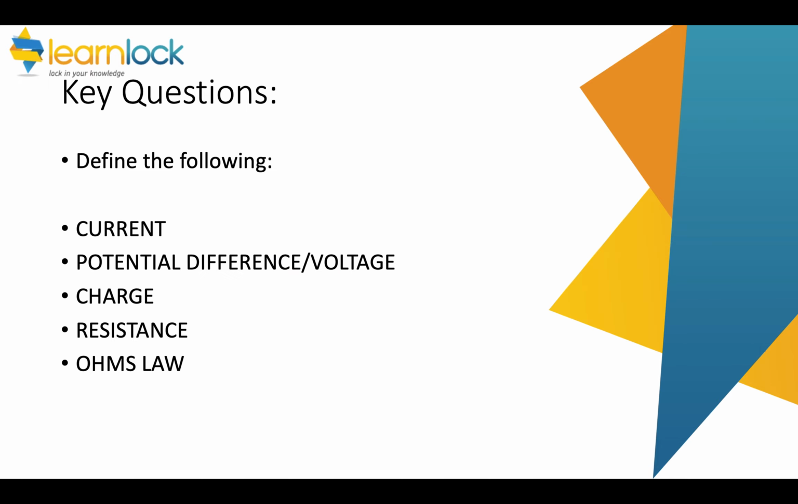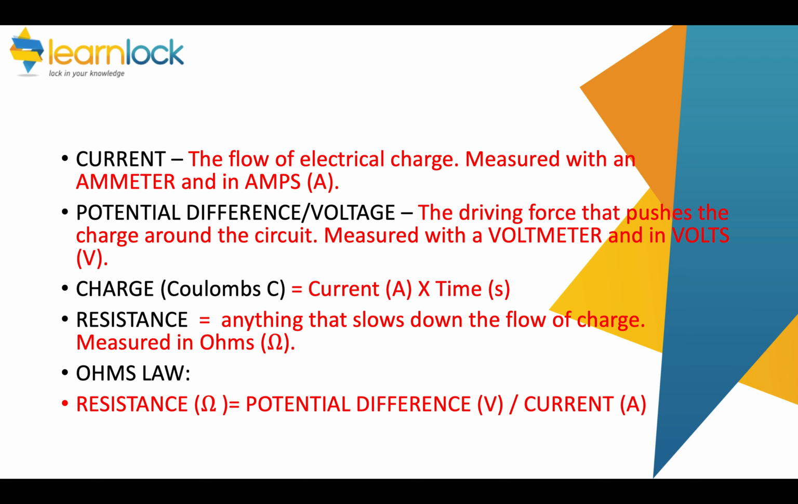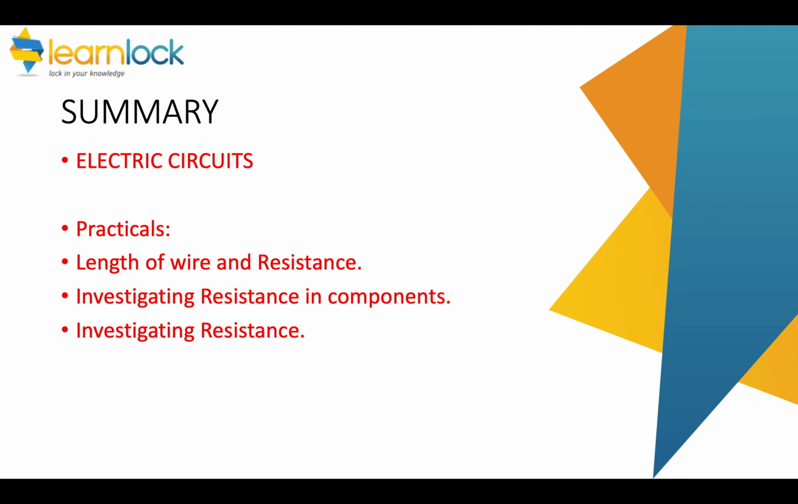Define the following. So current is the flow of electrical charge. The potential difference or voltage is the force that pushes that charge. Resistance is anything that slows down the charge. And Ohm's law is resistance equals potential difference divided by current. In summary, we've looked at electric circuits and 3 practicals.